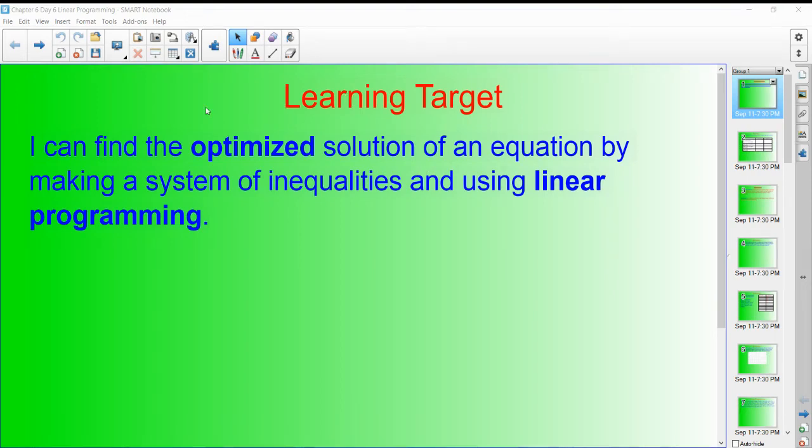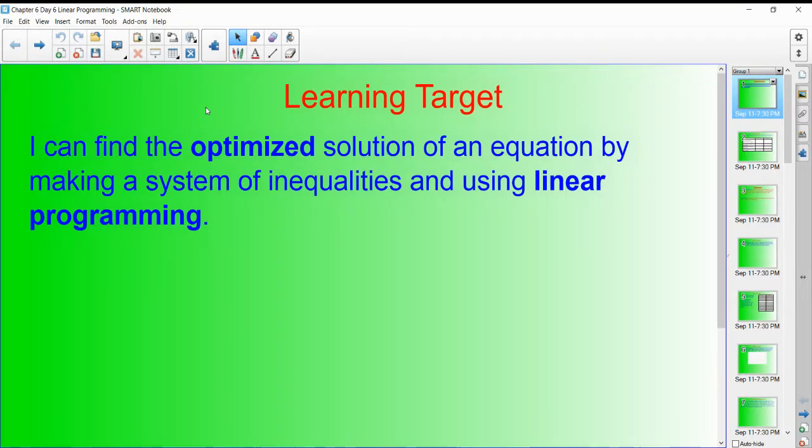And welcome to the last lesson of our linear functions chapter. We're going to learn about linear programming today, also called linear optimization. So today we're going to be able to find optimized solutions by making a system of inequalities, and we're going to use linear programming to figure out how do I make the most profit? How do I wind up with the best outcome?